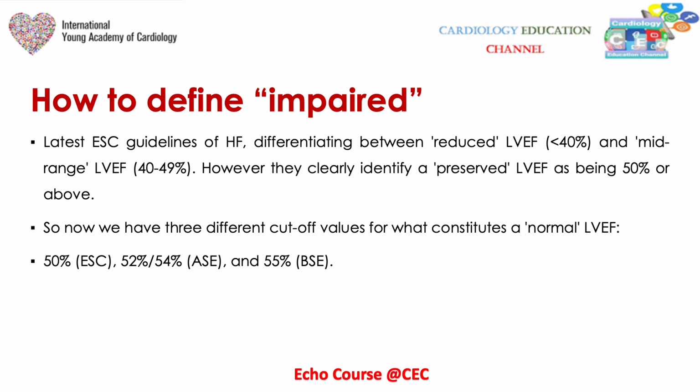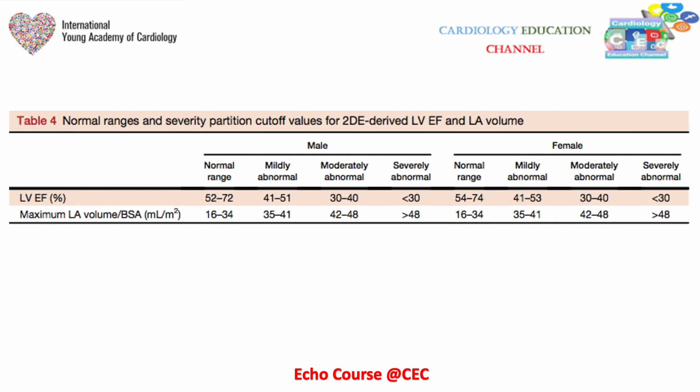So we have three different cutoff values for what constitutes a normal ejection fraction. Is it 50% in the European Society of Cardiology? Is it 52 for females and 54 for males for the American Society of Echocardiography? Or is it 55 in the British Society of Echocardiography?